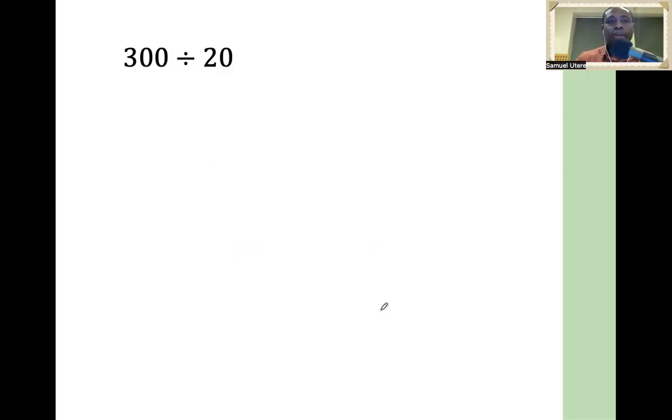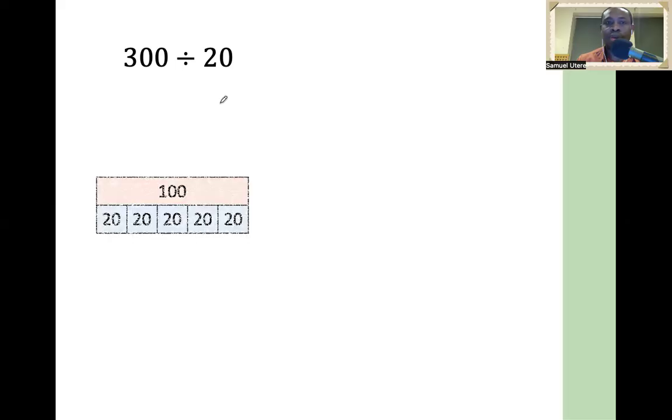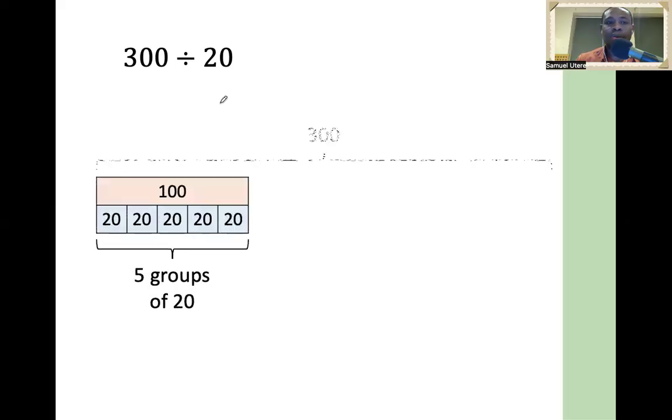What about 300 divided by 20? Well, it is helpful to think about a simpler calculation before you then scale it up. So if we scale it down, we could say, well, we know that there are 5 lots of 20 in 100, and then 300 is 3 lots of 100. So if we can get how many lots of 20 we can get in 100, we can scale our answer up. And that is exactly what happens.